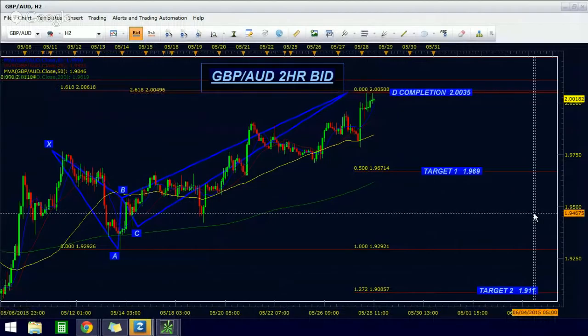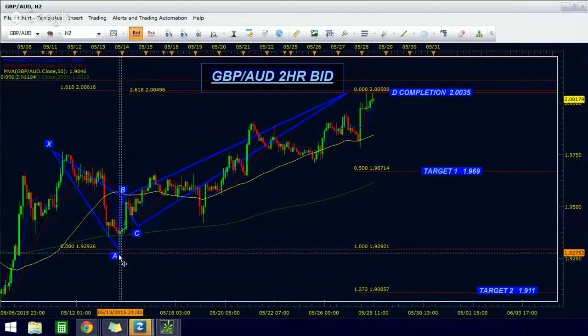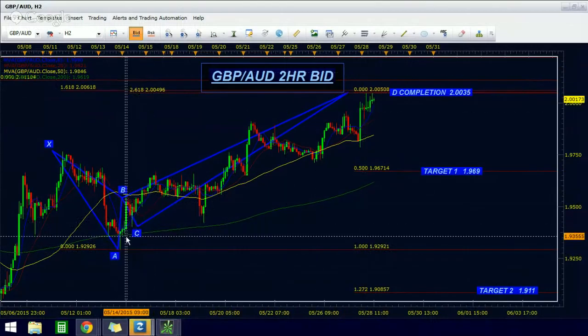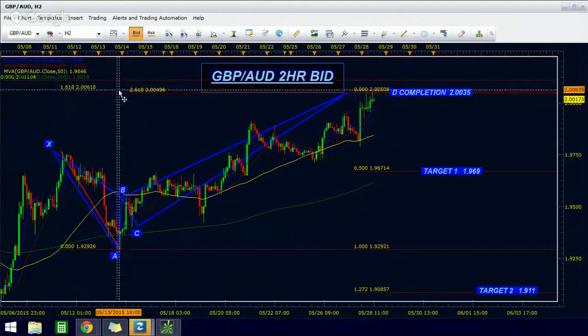Okay, let's go ahead and now take a quick look at the GBP AUD, the 2-hour chart. Very, very nice butterfly, very symmetrical. Definitely like the very short BC swing that's not longer than an AB or a CD. We have a very nice long CD swing. So from the XA, this is at the 1618 with the 2618 ABCD extension.